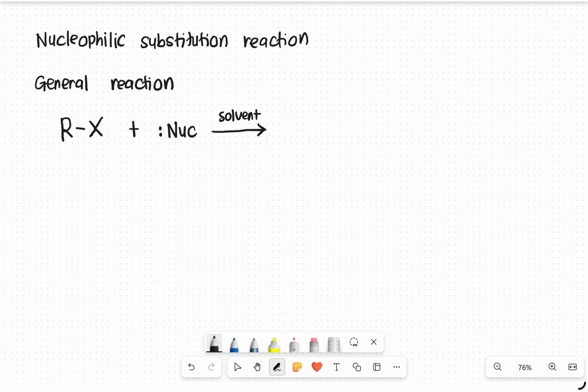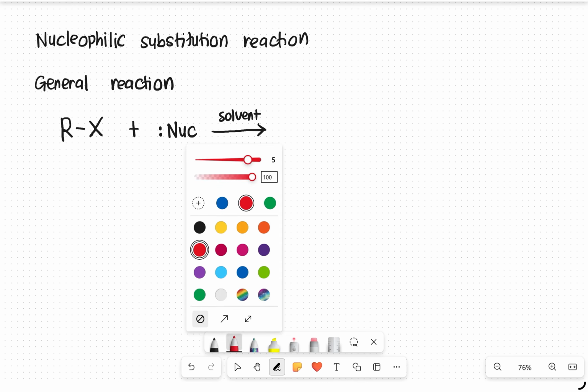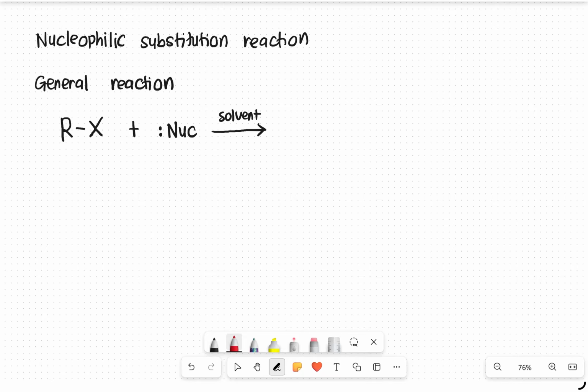Now circle, I'm using red color. When you do the reaction, always use different color to differentiate. Circle means that is the one that will be removed. So here, circle this, and it will be replaced by nucleophile. So the product formed is RNuC, alkyl with the nucleophile. And that's it. So this is the reaction.